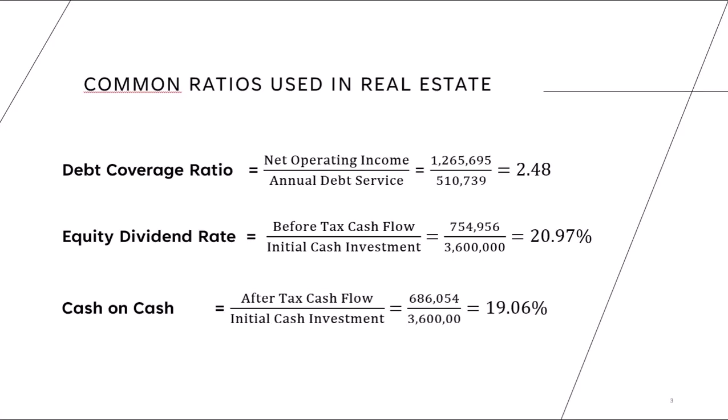The next ratio is the debt coverage ratio. This ratio expresses the extent to which net operating income can decline before it becomes insufficient to meet the debt service obligation. This indicates the safety associated with the use of borrowed funds. The debt coverage ratio is calculated by dividing the net operating income by the annual debt service. Or in this case, the debt coverage ratio is expressed as 2.48.